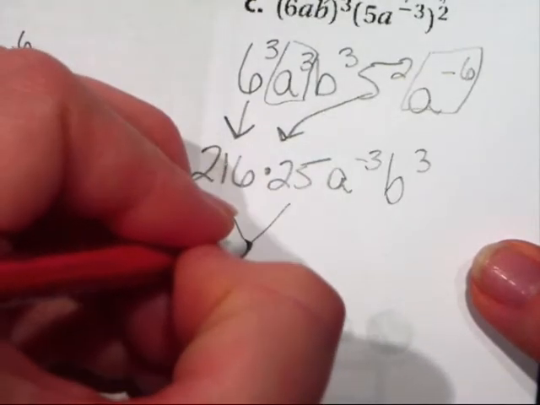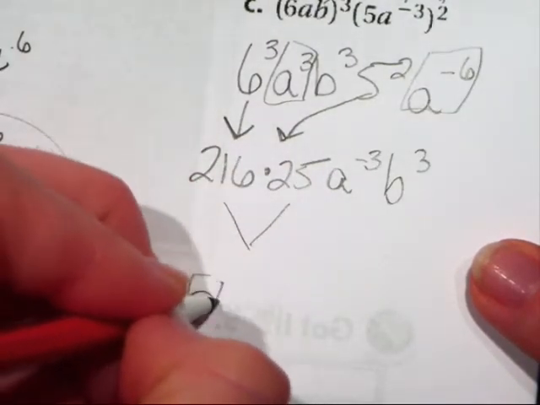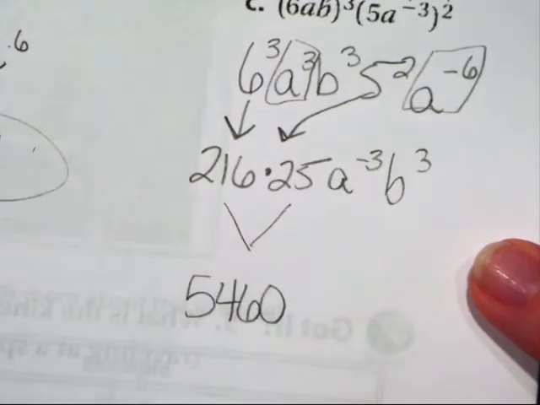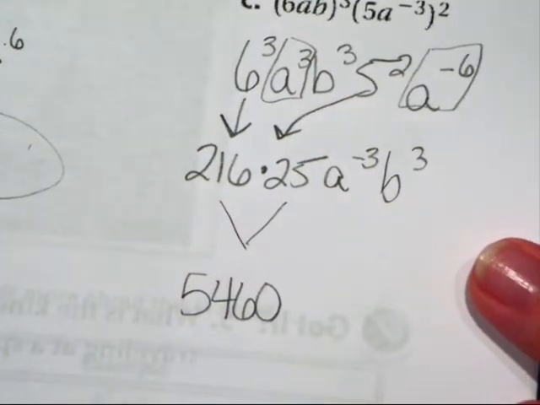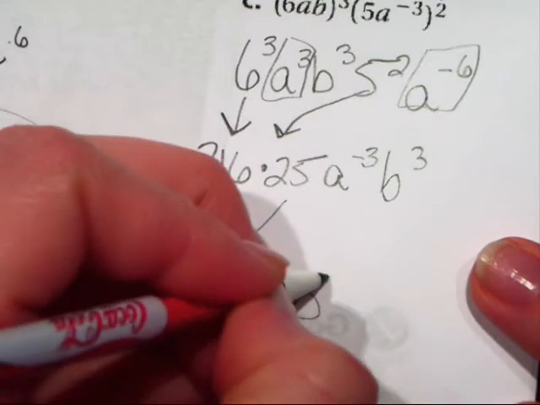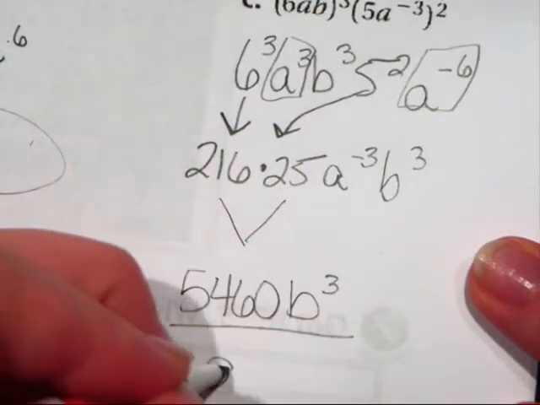Well, 216 times 25 makes 5,400. Did that in my head. I'm just joking. I have the answer key. And at least I think I'm funny.